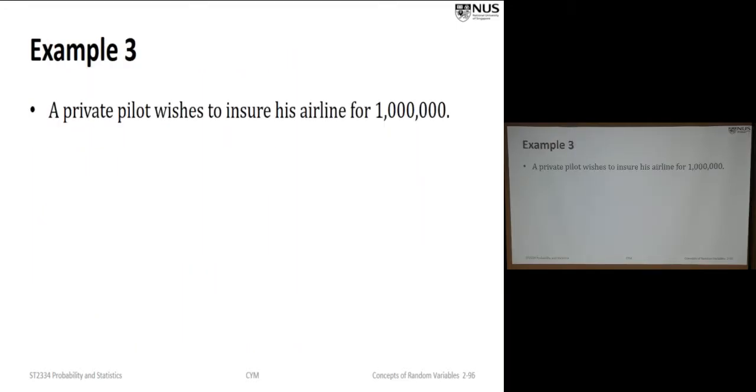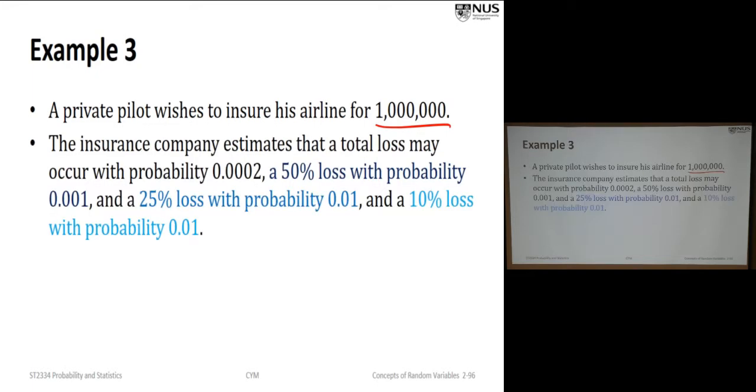All right, another example. This is similar. You want to insure this airline for 1 million. So the insurance company calculates, how much should I charge him? This is what an actuary will do. So estimate the chance. Here it says that a total loss has 0.0002 chance.